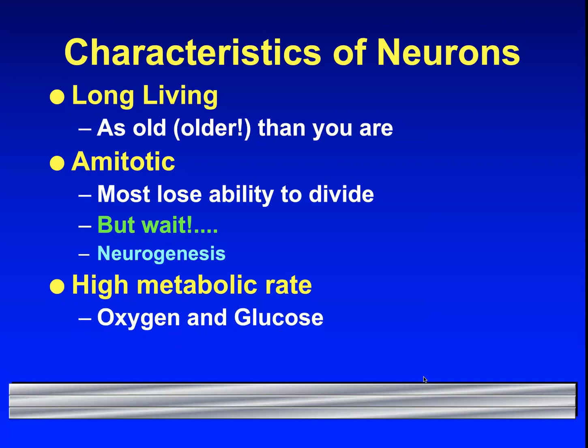All right, more things about neurons. They have a high metabolic rate. So they use a lot of oxygen and glucose because they don't store the nutrients. So they are very hungry. They have to gobble up the fresh oxygen and glucose.